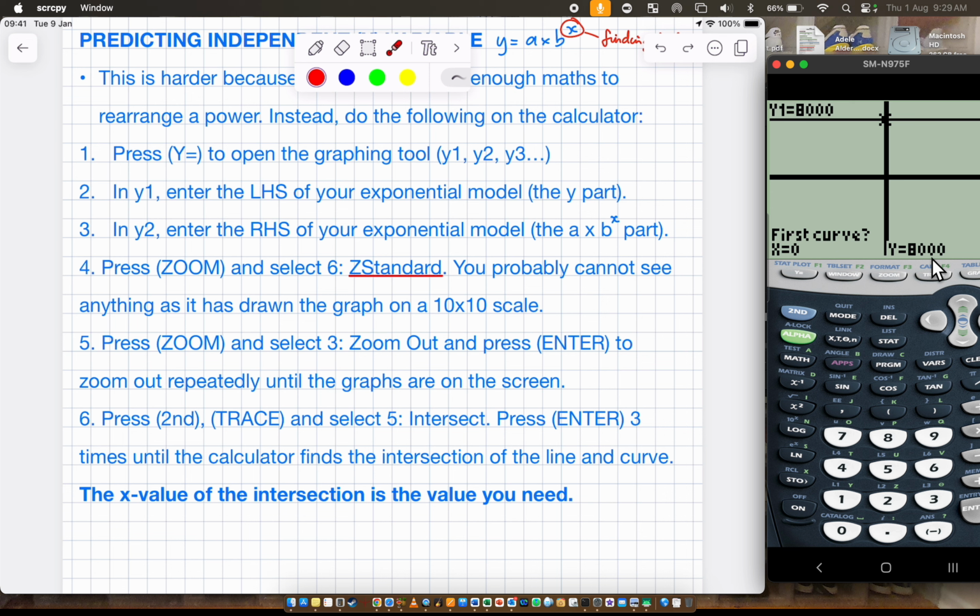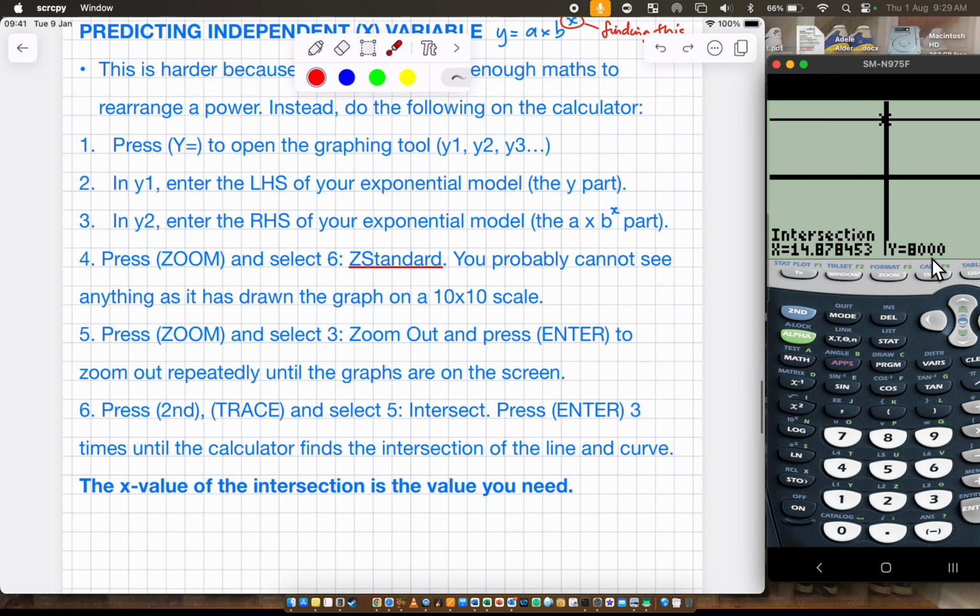It's asking you, is that the first thing that you put in? Is that what we put in? 8,000? So you press enter. Is that the second thing that I put in? Enter. It's asking you, would you like to find the intersect? Even though it says guess, I don't want you to guess it, but that's what it asks you. I want you to find the intersection. That's where they intersect. And can you see that it tells you what x is? That's your solution. The x value of the intersection is the value you need.